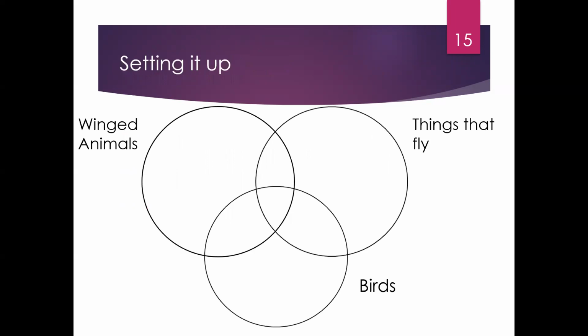We have winged animals on the upper left, things that fly on the upper right, and then the middle term, the category that was used in both premises but didn't show in the conclusion, is the category of birds. So this is how we set it up. Now what we need to do is diagram out the 2 premises and see if we can read the conclusion off of that.